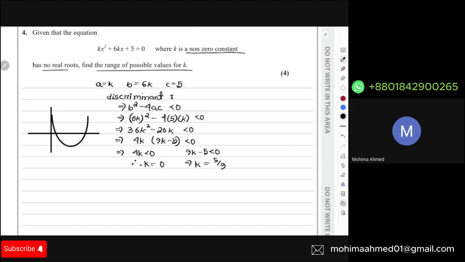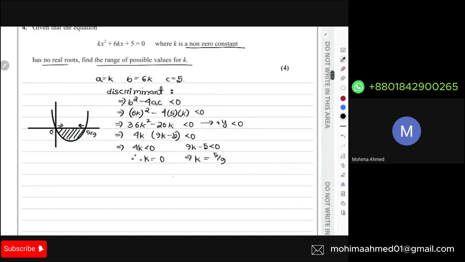My quadratic equation that I got is a positive quadratic equation less than 0. Positive quadratic equation less than 0 means they're talking about this portion of the graph. For this portion, we have 5 over 9 and 0. This range obviously falls to the right of 0 and to the left of 5 over 9. So we can finally write this as 0 less than k less than 5 over 9, and this is your range of values of k.